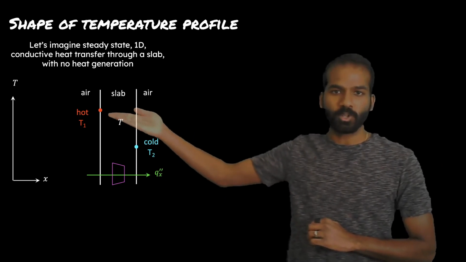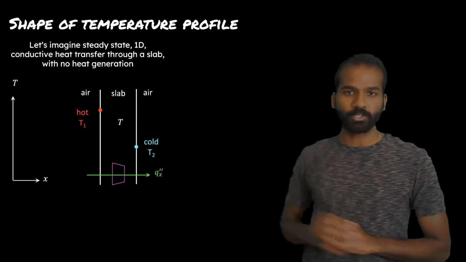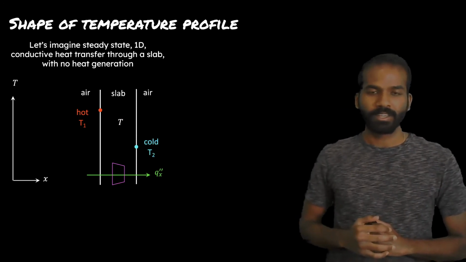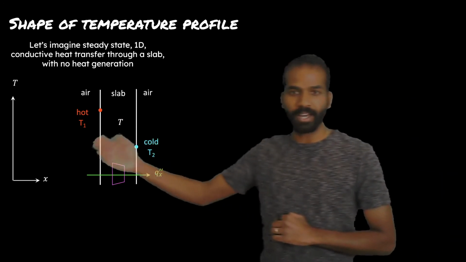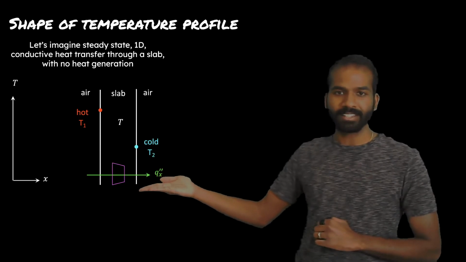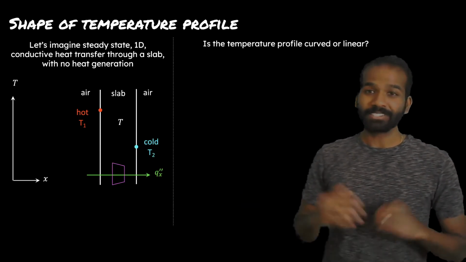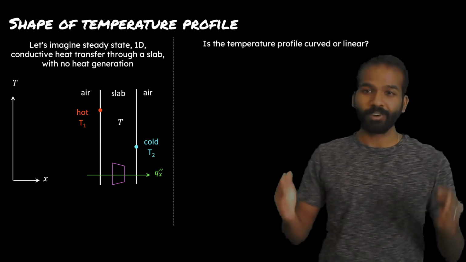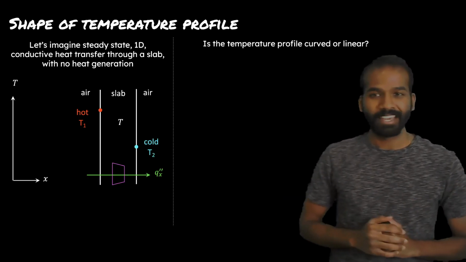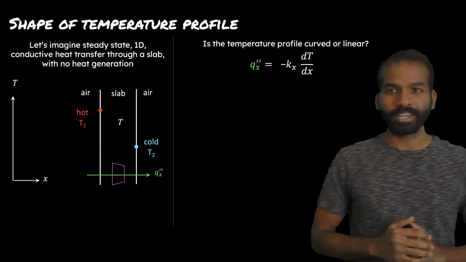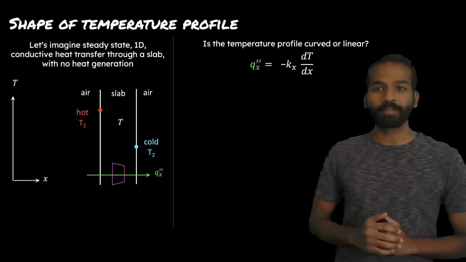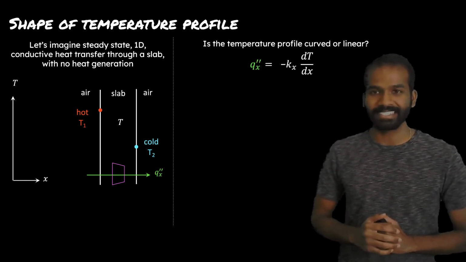These two dots, shown in red and blue, define those temperatures T1 and T2. We then have a heat flux from the hot side to the cold side, given by Qx double prime. So we want to ask this question: is the temperature profile curved or linear? And the way to answer that is starting with Fourier's law, that Qx double prime equals minus Kx dT/dx.